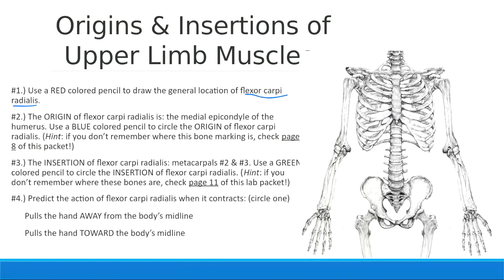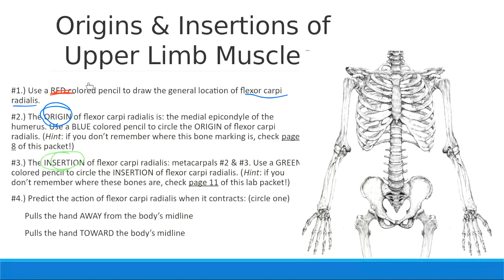Okay, so remember how I always tell you to do these activities? If at all possible, you do want to try to color code. So we need three colors. We need blue for our origin, green for our insertion, and red for our muscle. I recommend the order you go in is draw your origin first, then do your insertion, then connect the dots. So color in your muscle.